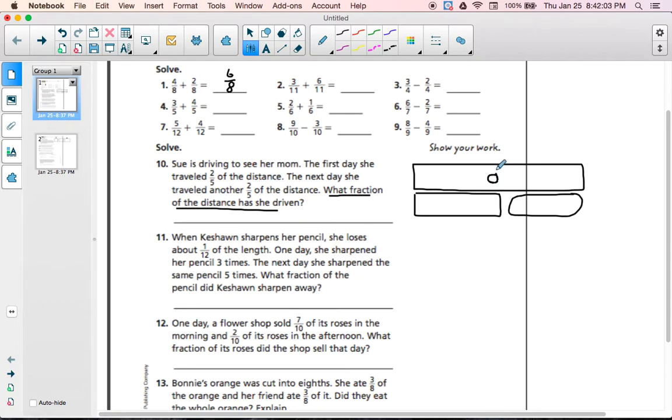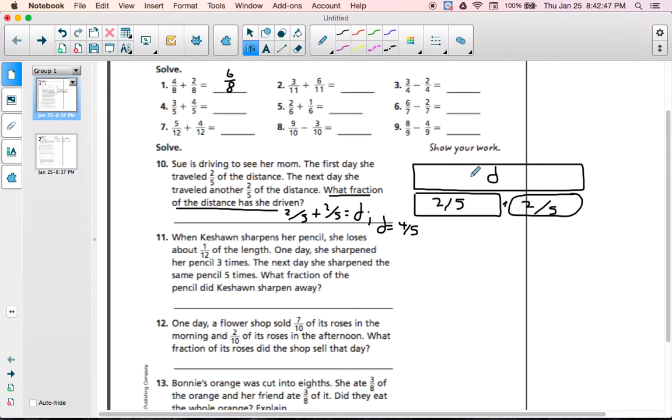So maybe we could call this D. She drove 2/5 plus another 2/5 equals how far she's driven so far. So if we add those together, 2/5 plus 2/5 equals D. And D equals 2 plus 2 is 4/5. She's driven 4/5 of the distance.